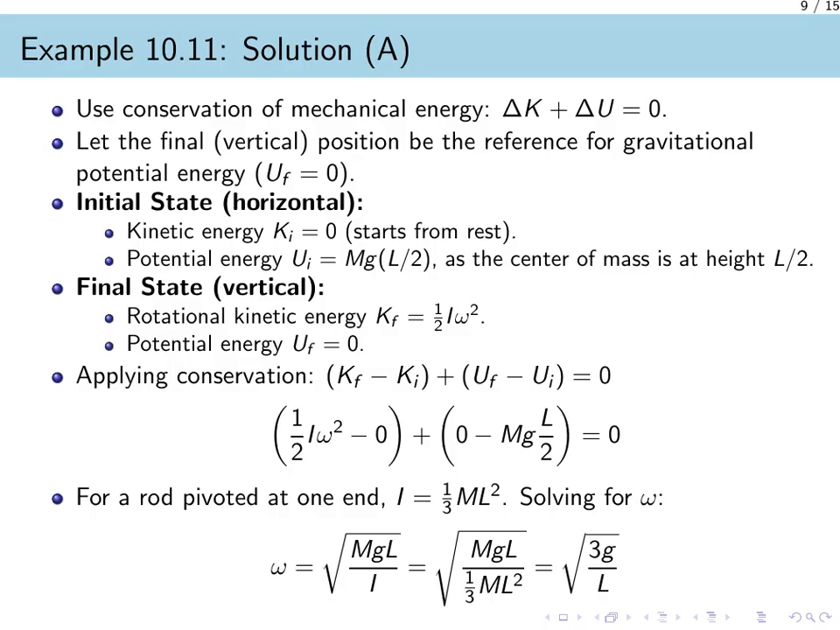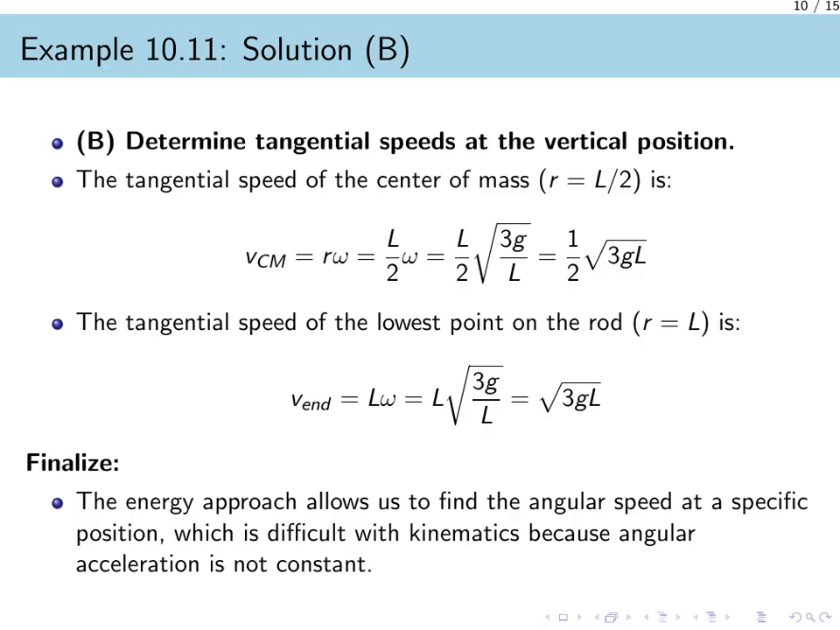All the initial potential energy has been converted into rotational kinetic energy, which is 1/2 I omega squared. By setting the initial energy equal to the final energy and substituting the moment of inertia for a rod pivoted at its end, we find that the final angular speed, omega, equals the square root of the fraction 3g over L.